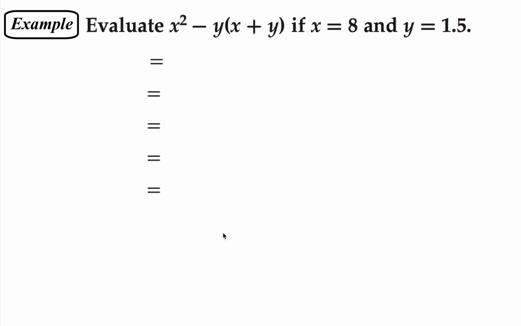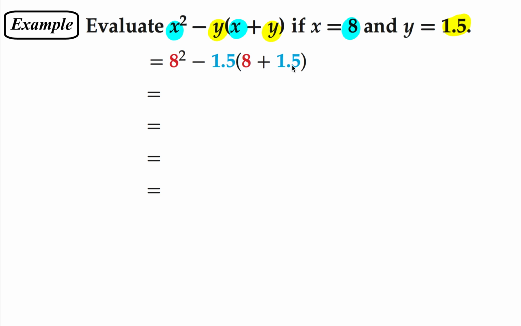Here's another example. Again, we're going to be taking x is equal to 8. So wherever we see the letter x, we're going to put a number 8 in there. And wherever we see the letter y, we're going to plug in 1.5. So let's go ahead and do that substitution first. After we plug those in, we want to go from the innermost parenthesis, working our way out.